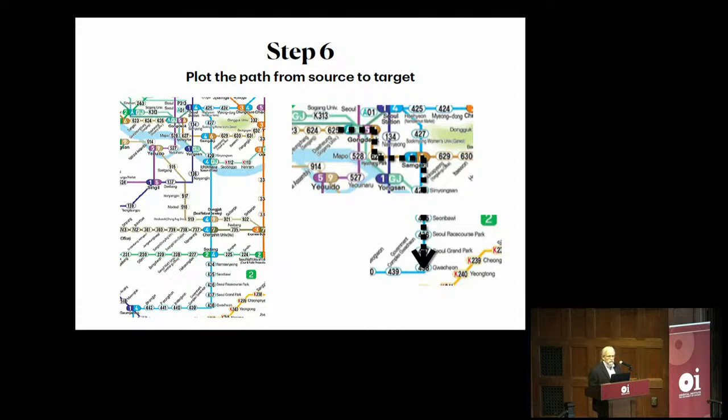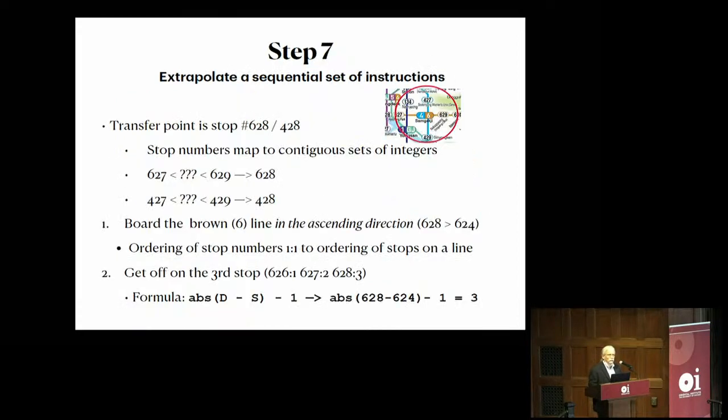And in the process of looking at it, I notice where the color changes occur. Color changes map to line changes. And from this, I extrapolate a set of instructions. One of the things I have to note is that wherever you've got junctures, you don't actually have station numbers. So I need to recognize that these station numbers are contiguous. Where it's not listed, it's between 627 and 629, so it must be 628. I've got another line going through it, and same thing, it has to be 428.